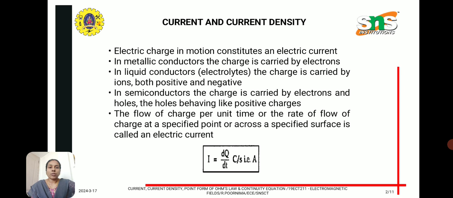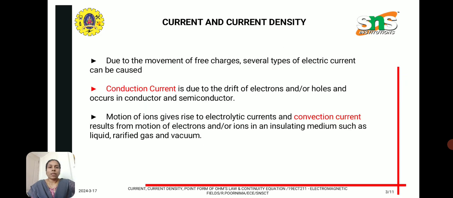The flow of charge per unit time, or rate of flow of charge at a specified point, is called electric current, which is governed by the equation I equal to dq by dt, in coulombs per second, or amperes. Due to the movement of free charges, several types of electric current can be caused.